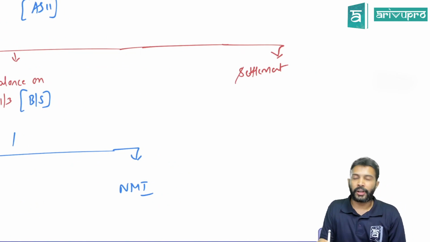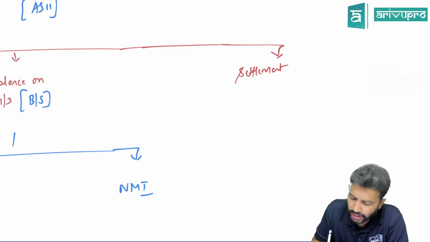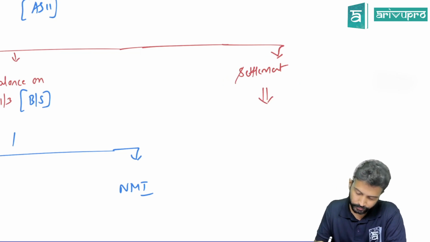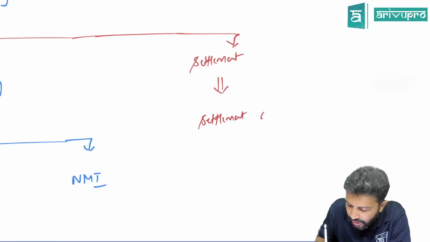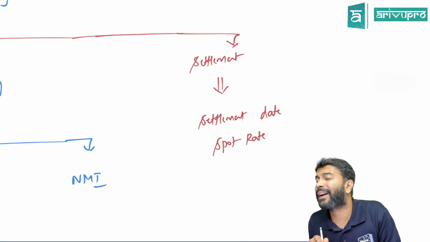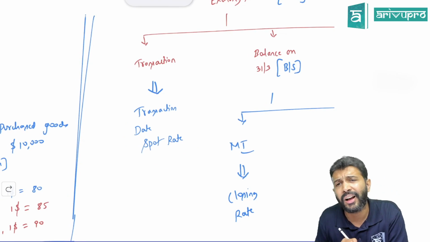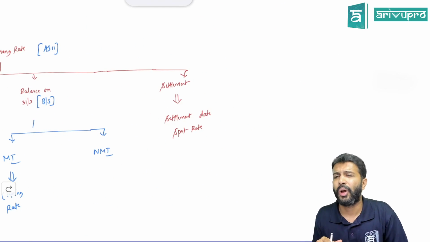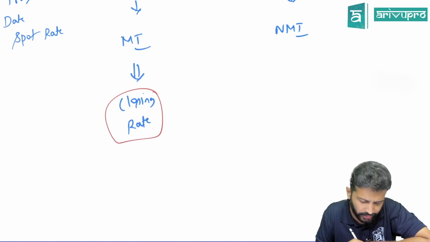Sir, after purchasing the goods, can you keep quiet or do you need to pay also? Pay also. That we call settlement. What AS 11 says is, all settlement should happen at the settlement date's spot rate. Transaction will happen at the transaction date's spot rate. Settlement will happen at the settlement date's spot rate. Only if a balance is there, then that balance you will convert using what rate?